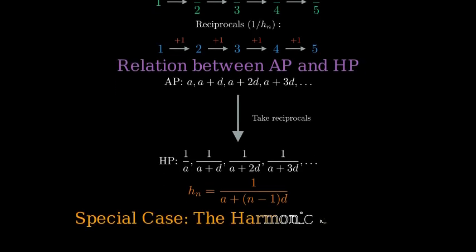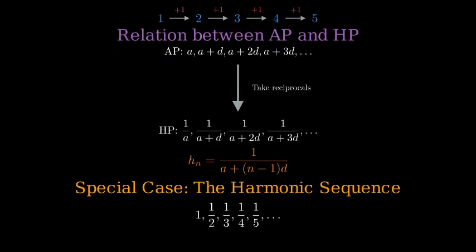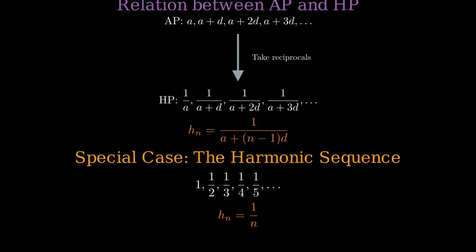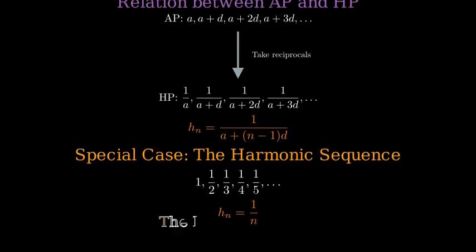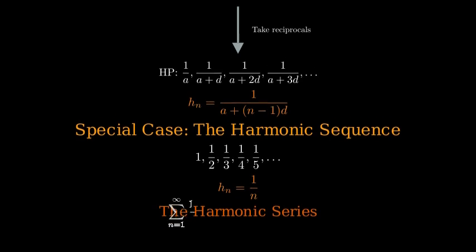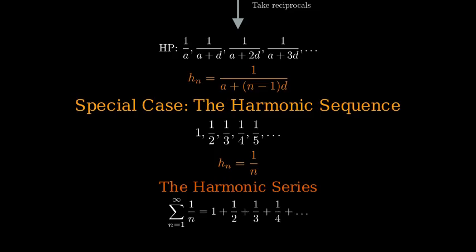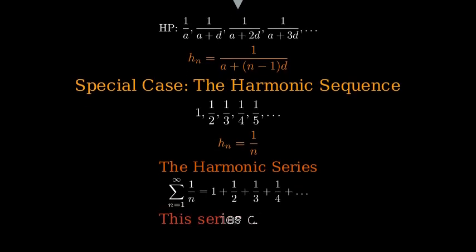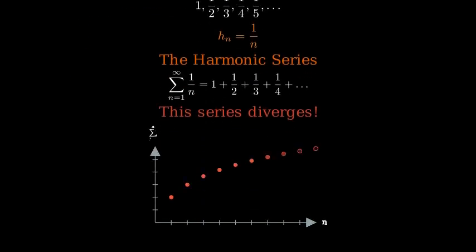A very common and important harmonic progression is the one where the corresponding arithmetic progression has a first term of 1 and a common difference of 1. This gives us the harmonic sequence 1, 1/2, 1/3, 1/4, and so on. Here, the nth term is simply 1/n. When we add up the terms of this harmonic progression, we get what's called the harmonic series, 1 plus 1/2 plus 1/3 plus 1/4, and so on. Interestingly, this series diverges, meaning that as we add more and more terms, the sum keeps growing without bound, even though the terms get smaller and smaller.